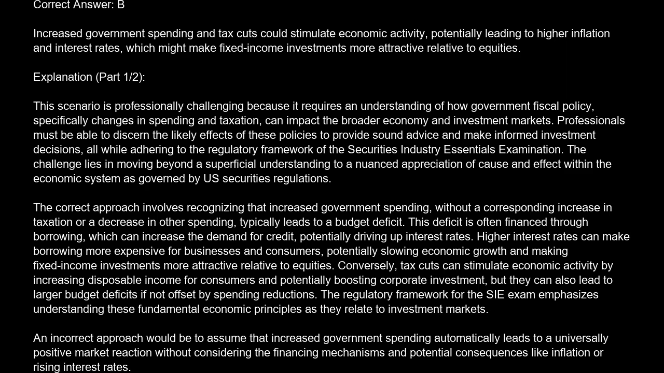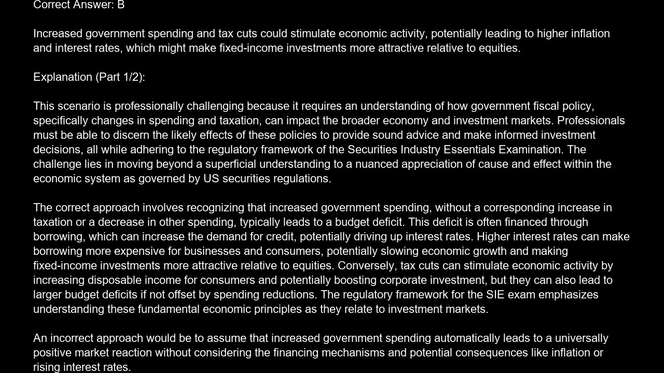The correct approach involves recognizing that increased government spending, without a corresponding increase in taxation or a decrease in other spending, typically leads to a budget deficit. This deficit is often financed through borrowing, which can increase the demand for credit, potentially driving up interest rates. Higher interest rates can make borrowing more expensive for businesses and consumers, potentially slowing economic growth and making fixed-income investments more attractive relative to equities.